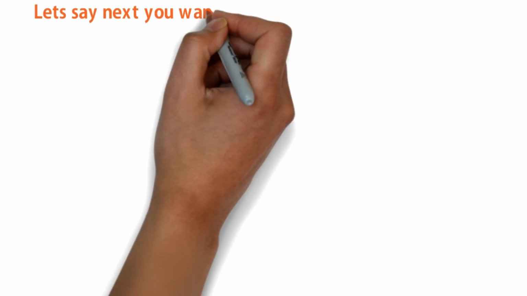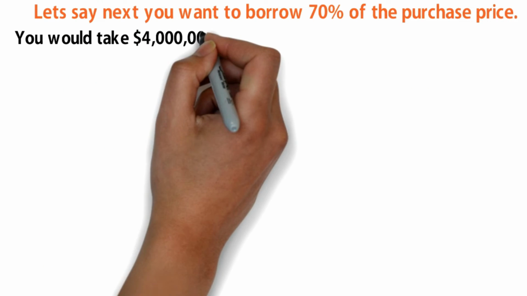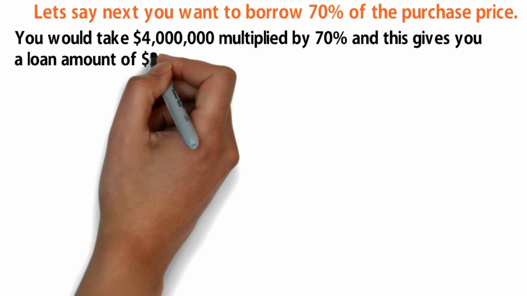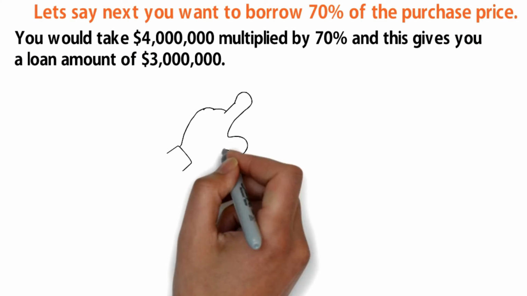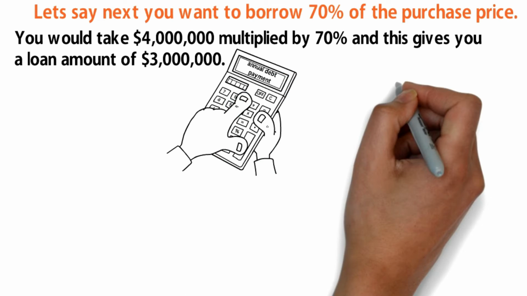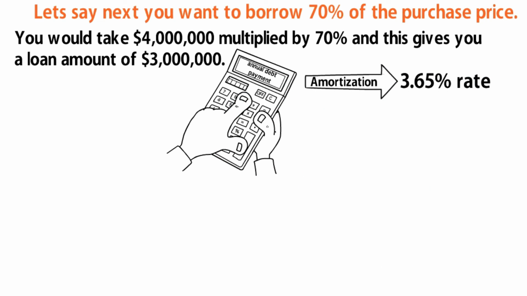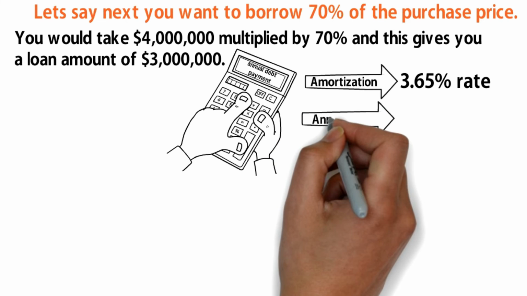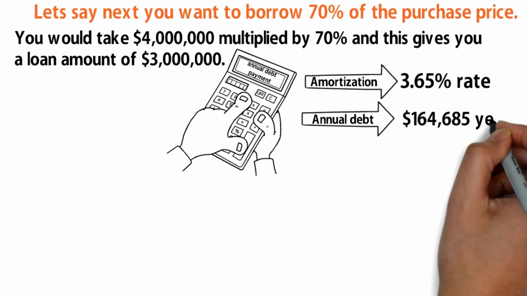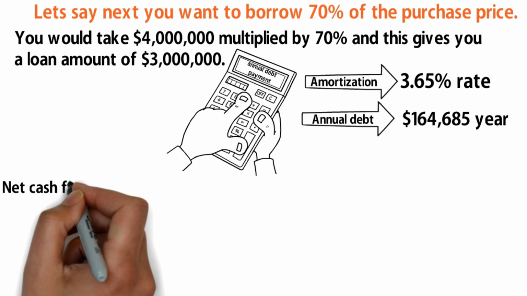Let's say next you want to borrow 70% of the purchase price. You would take $4 million multiplied by 70%, and this gives you a loan amount of $3 million. From here, the lender is going to calculate the annual debt payment. They will take a 30-year amortization and use a 3.65% rate. The annual debt payment from these inputs is $164,685 a year.